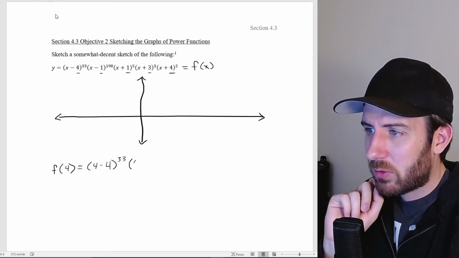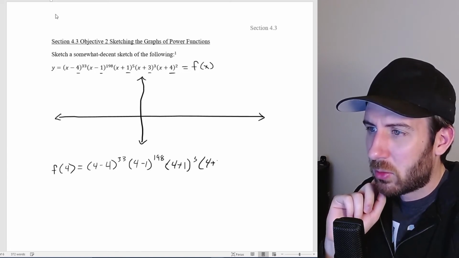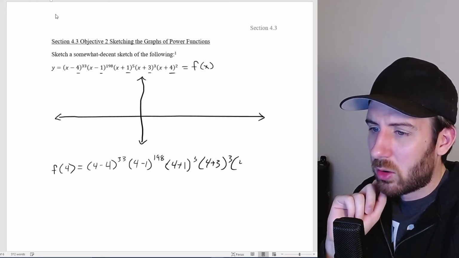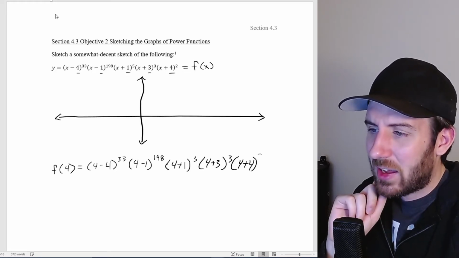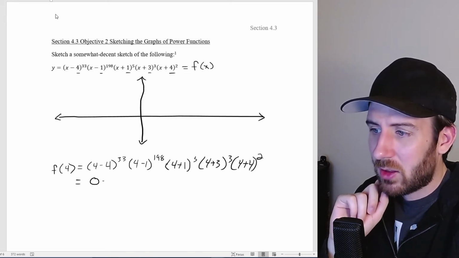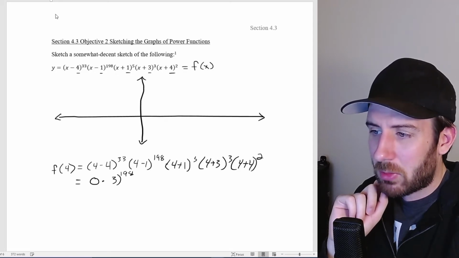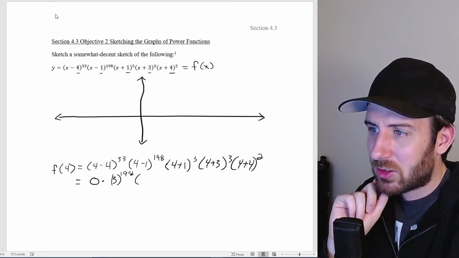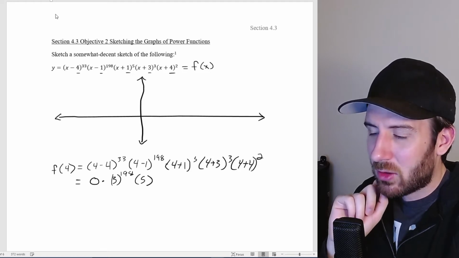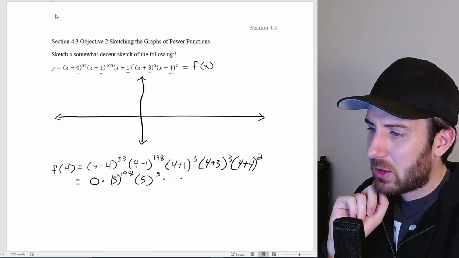I could plug this all out if I wanted. This would be 4 minus 1 to the 198th times 4 plus 1 to the 5th times 4 plus 3 to the 3rd times 4 plus 4 to the 2nd. And I could go through all this power, but this is 0. Everything else, like 3 to the 198th, why do I care about what that is? I'm about to multiply it by 0. And what about the next thing? That's going to be 5 to the 5th. Why would I go through multiplying all that? It's about to be 0. In fact, it's all going to be 0. Why am I even spending time on it?